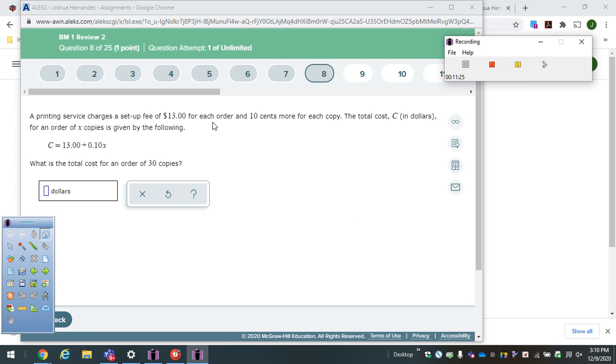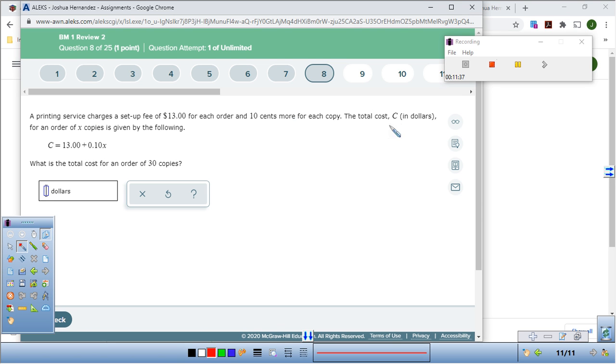Okay, reading this real quick. Printing service charges a fee of 13.00 for each order plus 10 cents for each copy. The total cost C in dollars and x copies, for an order of 30 copies. So remember, x is the copies, so we're going to put that in there: 13.00 plus 0.10 times 30.